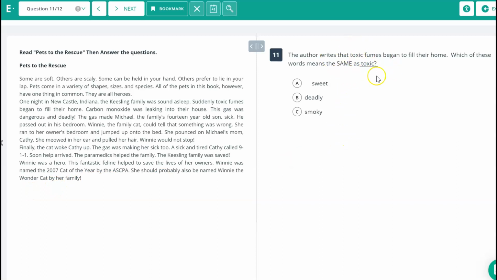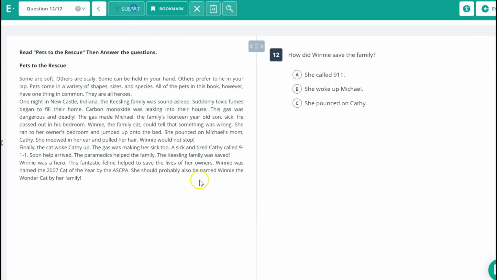So which word means toxic? Deadly. So this is the same passage. How did Winnie save the family? Well, Winnie is a cat. She did not call 911. She pounced on Kathy. Go ahead and click submit, and then you can move on to the next activity for today.